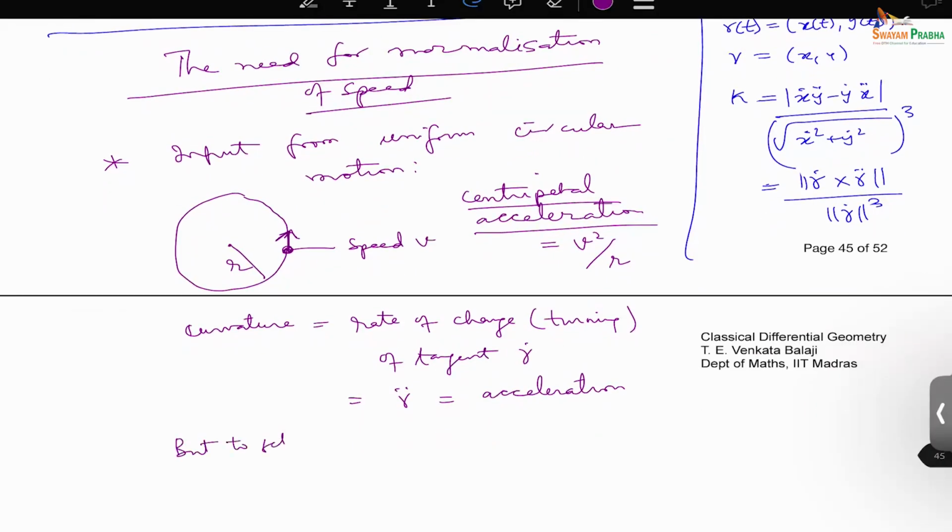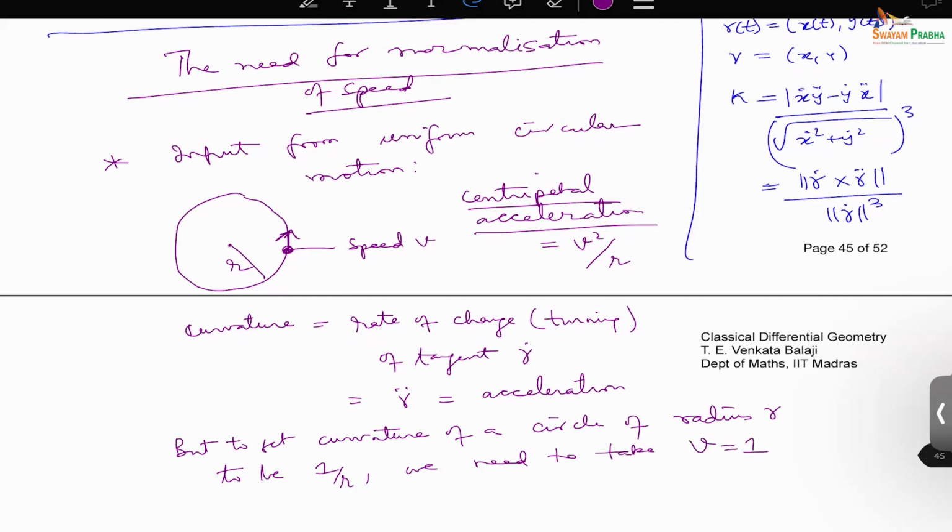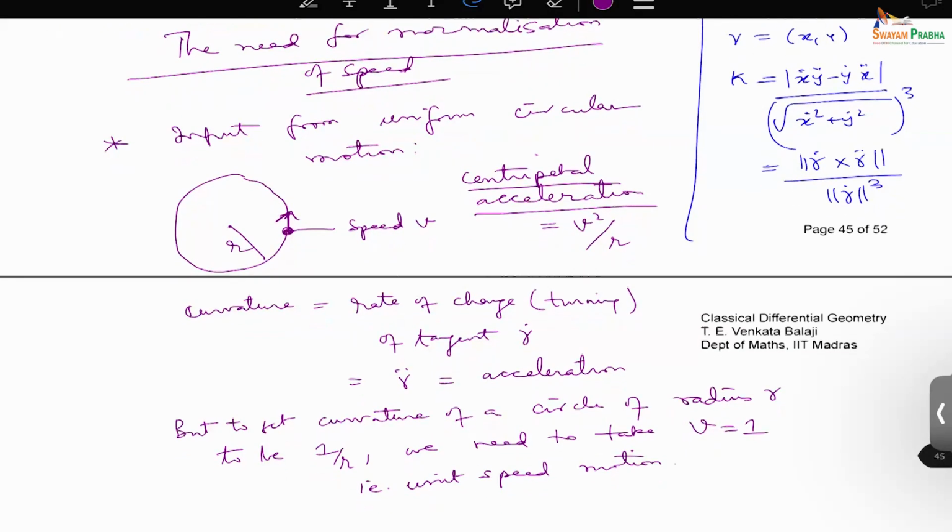But to get the curvature of a circle of radius r to be 1 by r, we need to take v equal to 1, that is, unit speed. Mind you, I am not saying unit velocity, that's not correct, because the speed is a scalar that is constant. But the velocity vector is not constant, because even though the magnitude is the same, the direction is continuously changing. So you need unit speed.